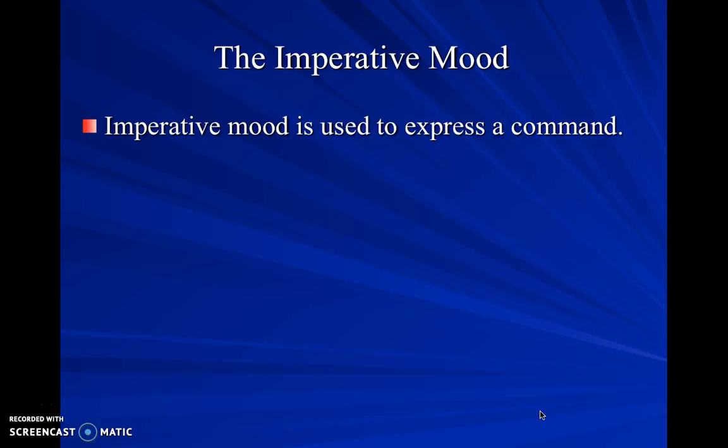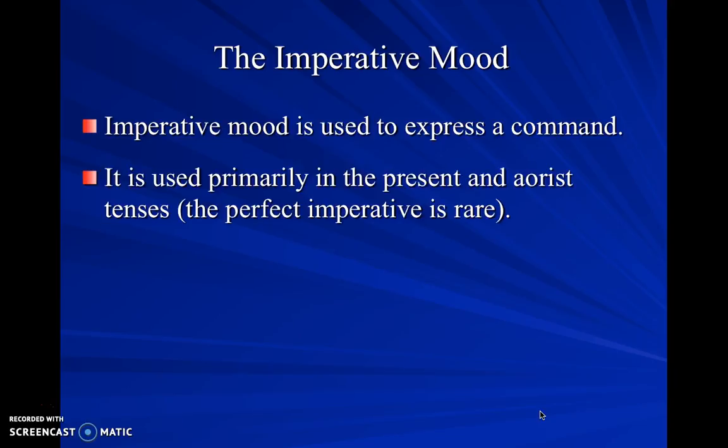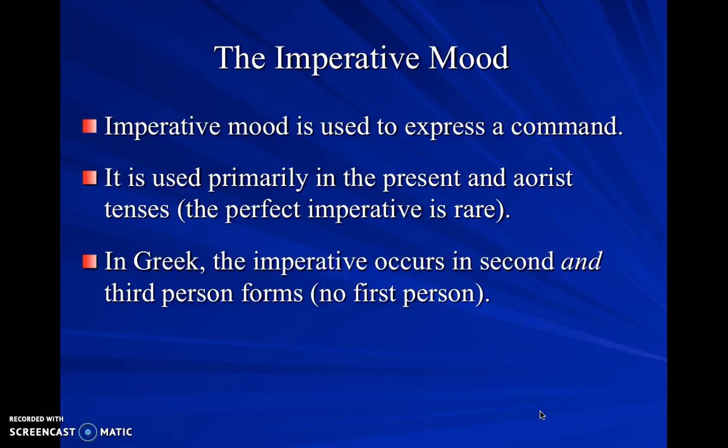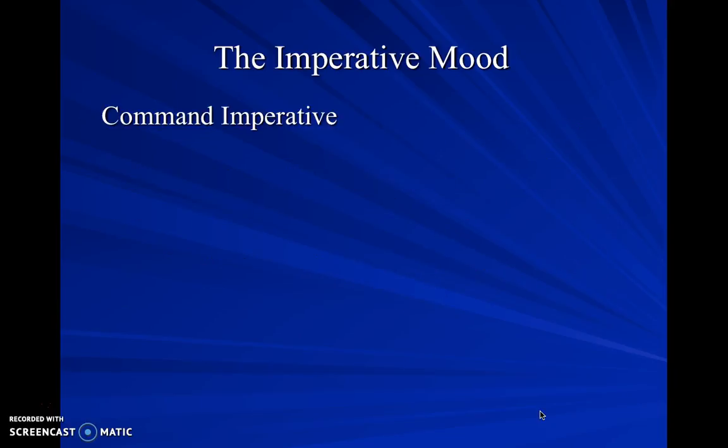The imperative mood is used to express command primarily, and it tends to appear in the present and aorist tenses in the Greek language. The perfect tense imperative is rare. In English, all imperatives are in the second person, but in Greek, you have second and third person forms of the imperative. It makes sense that you would not have a first person imperative because you just can't make a command with I. I can tell you to do something, or I can tell him or her to do something, the third person, but I can't tell the first person to do something.